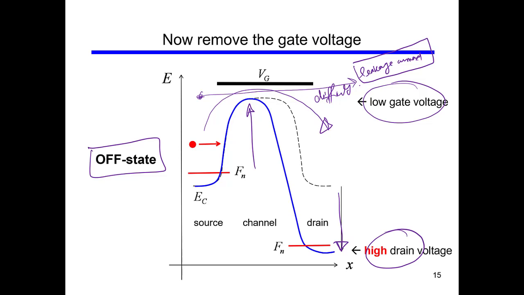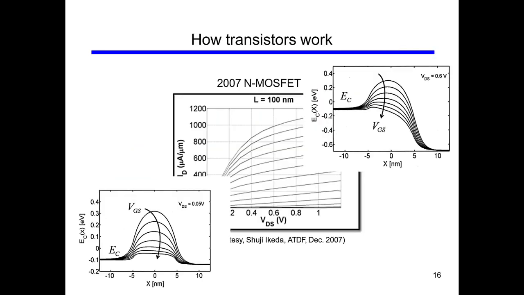So in the off state, ideally the current ID should be 0, but practically there is a current that flows from the source side to the drain side, and this is how we measure it. We apply a very low gate potential, and we apply a very high drain potential. If you want to measure the leakage current, this is how you can measure it.